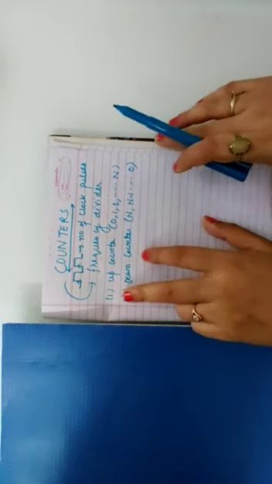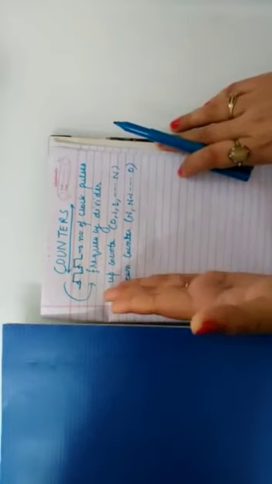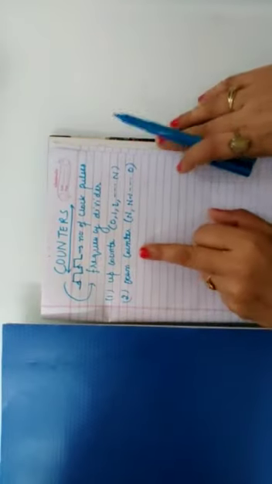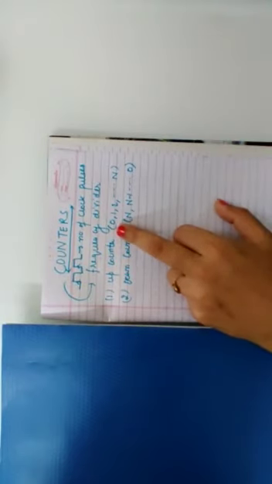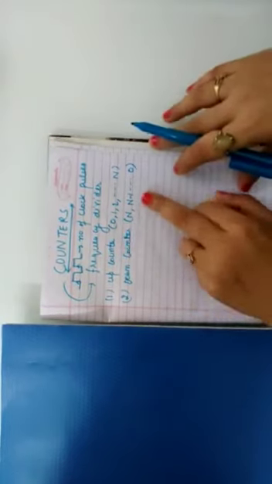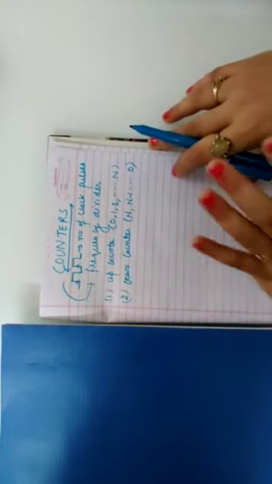Alright, so counters may count in both ways. It may count in up counting as well, it may count in down counting as well. Up counting means 0, 1, 2, 3 in increasing order, and down counting means n minus 1, n minus 2 up to 0.